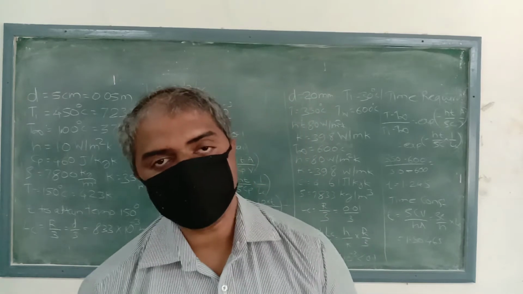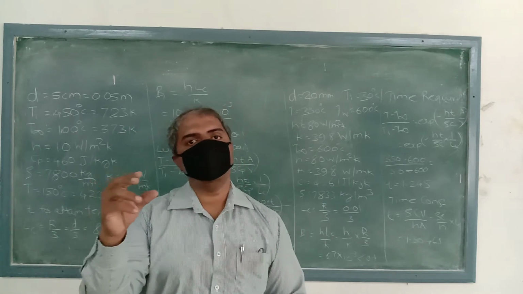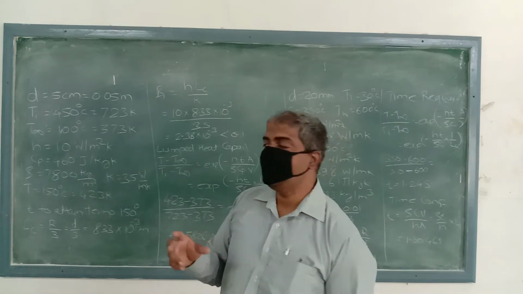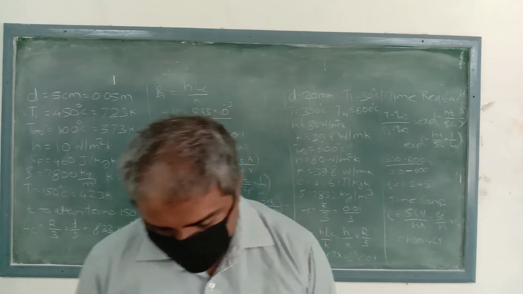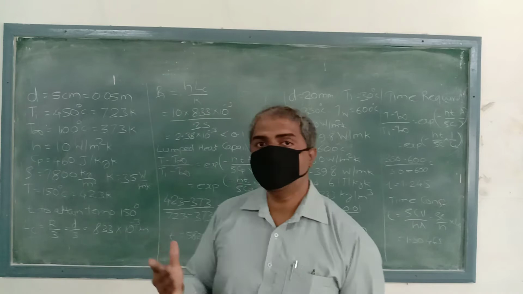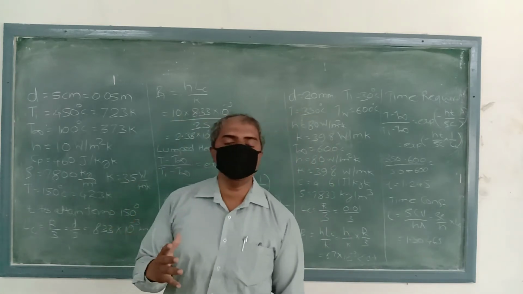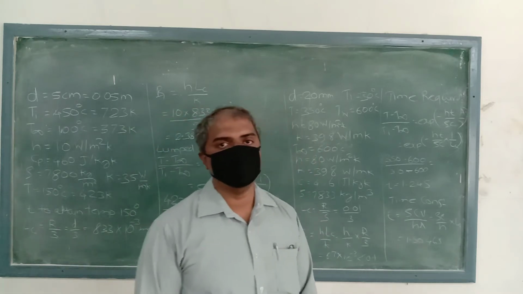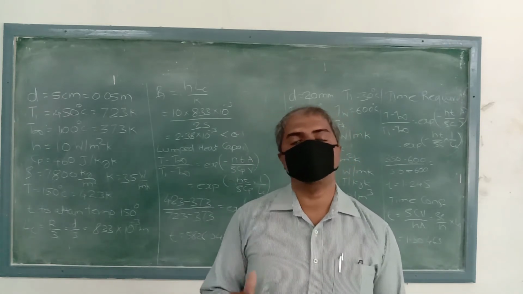Now see, in this numerical they have mentioned one ball which is at 450 degrees Celsius, and they have placed that ball in the environment which is at 100 degrees Celsius, and they are asking how much time is required to attain the temperature of 150 degrees Celsius for that ball. So that time required we have to find out.